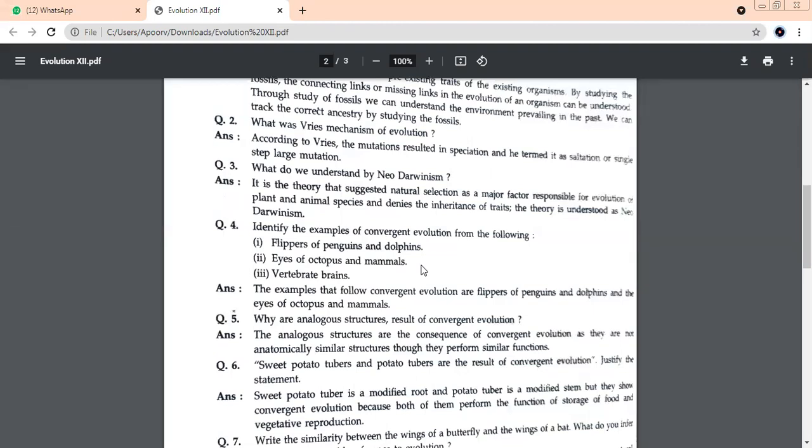Vertebrate brains? No. We've got so many categories of vertebrates and their brains do not show any resemblance. Here we have a resemblance. The ancestors were different, but there is a similarity. So this can be taken as an example. If in the exam it comes, example of convergent evolution, you can write this. Flippers of which two animals? Penguins and dolphins. And eyes of? Octopus and mammals. So this can be asked as two examples of convergent evolution.